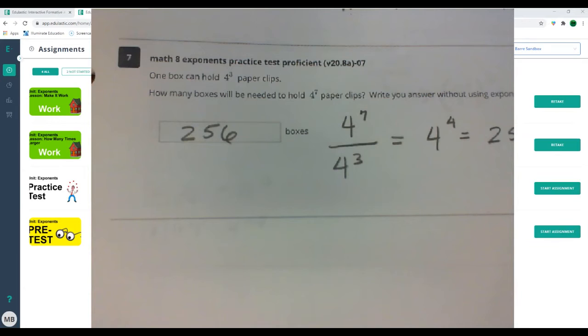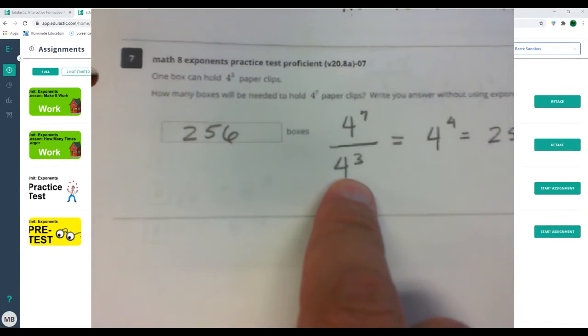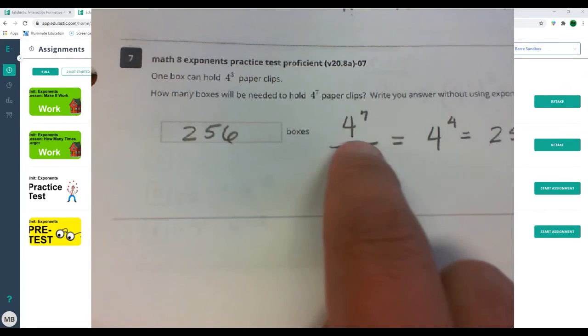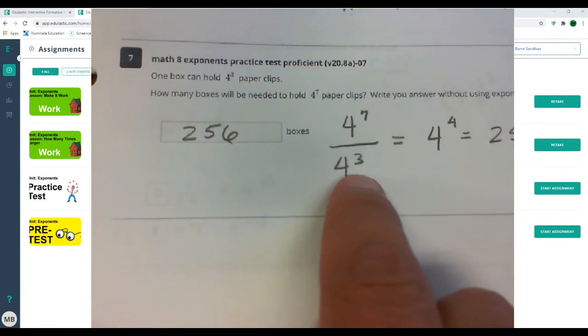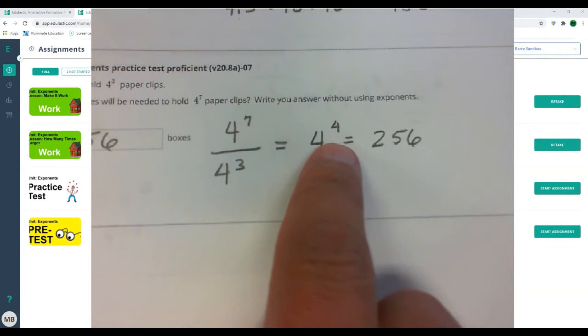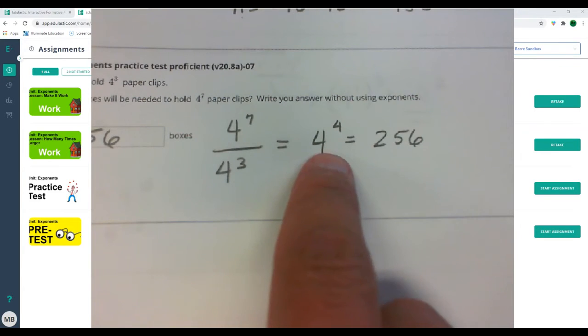All right, it's question number 7. One box can hold 4 to the 3rd. How many boxes will be needed to do 4 to the 7th? So I do big over small. 4 to the 7th over 4 to the 3rd. There are more 4s on top. There's 7 on top, 3 on the bottom, which means there are 4 more on the top. And 4 to the 4th is 256. Excuse me.